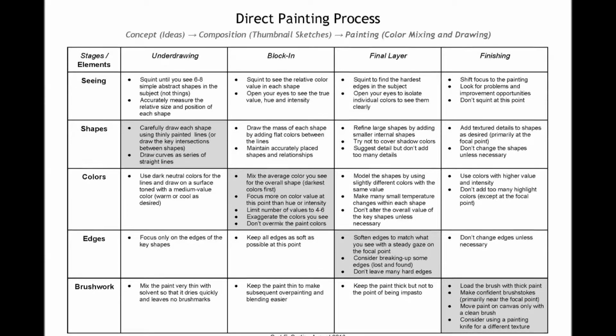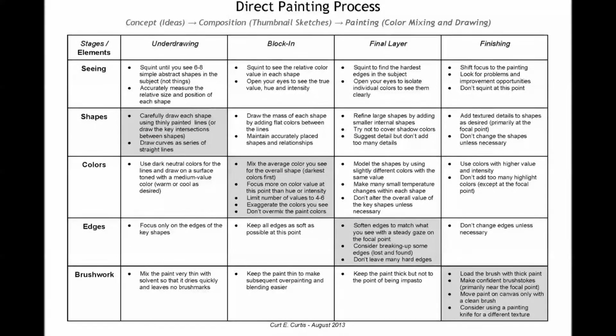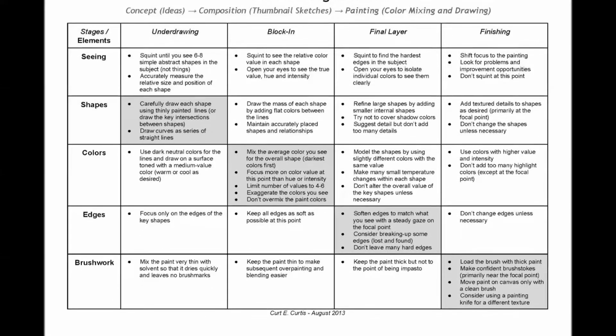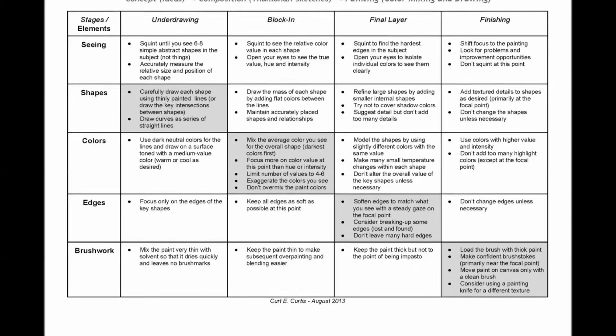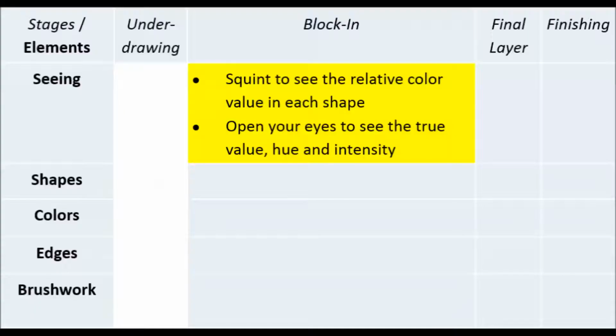In this section of the course, I'm going to continue to use this handout, which I introduced earlier in the course. We're going to focus now not on underpainting, which is the first column, but on the block-in. Once again, we're trying to identify in this stage what it is we are trying to see and how to see those things in our reference, and then how what we see can be represented using the elements of shape, color, edges, and brushwork. Here in the blocking stage, we squint again, but this time we're trying to see the relative color value in the shapes that we've already identified.